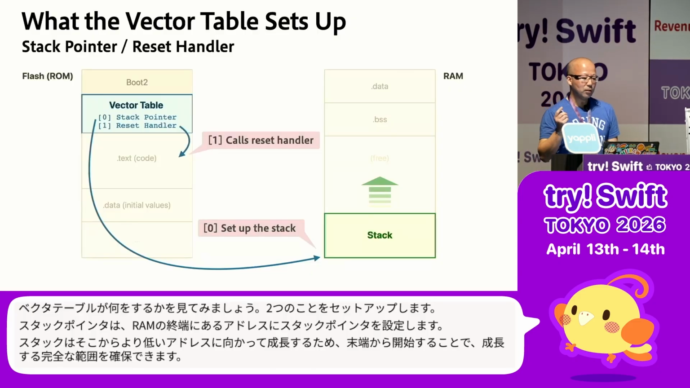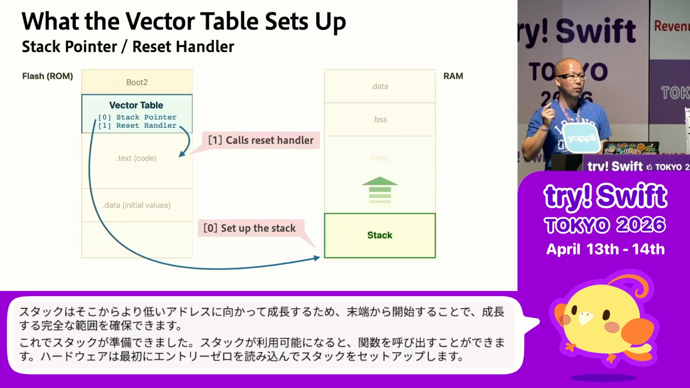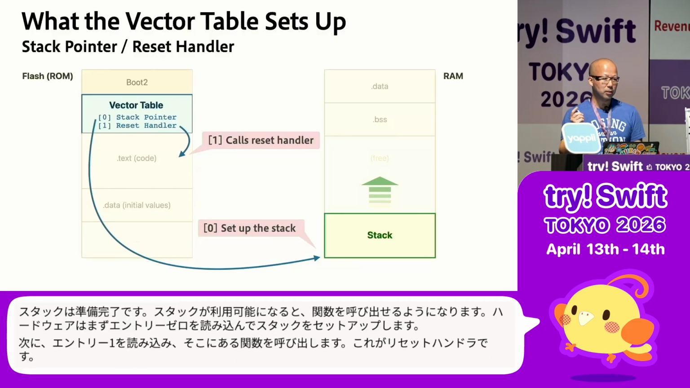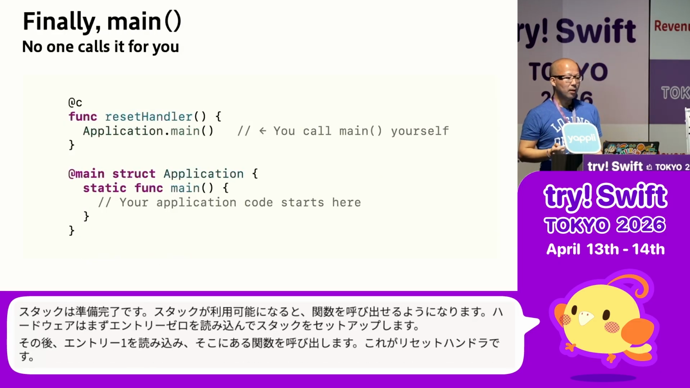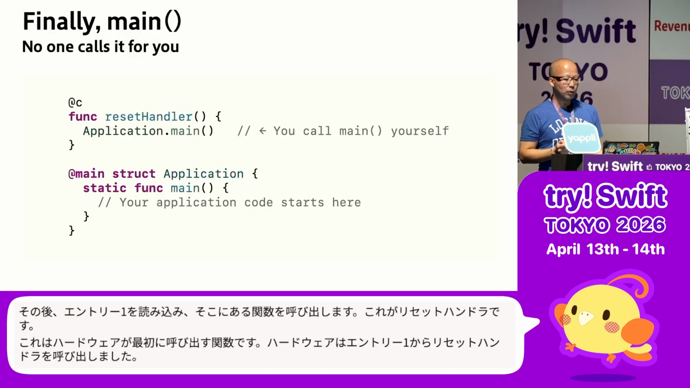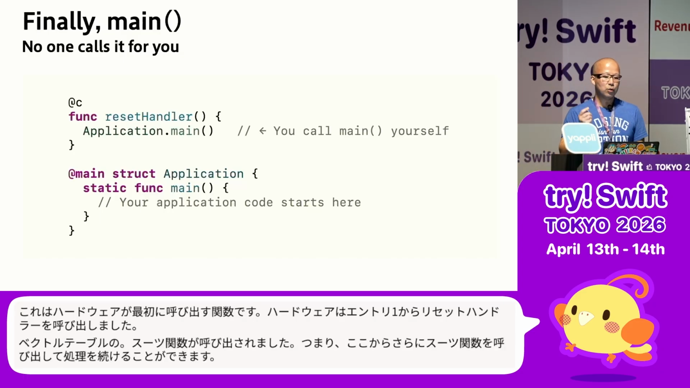The hardware first reads entry 0 to set up the stack, then it reads entry 1 and calls the function there. That's the reset handler. This is the first function the hardware calls. The hardware called the reset handler from entry 1 of the vector table. A Swift function has been called. That means we can now call more Swift functions and continue from here. We've finally reached the main function.